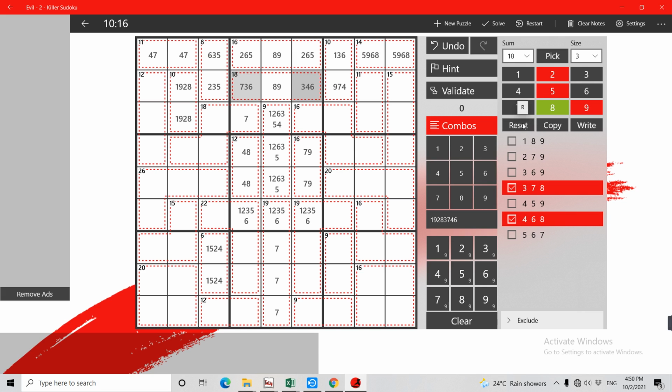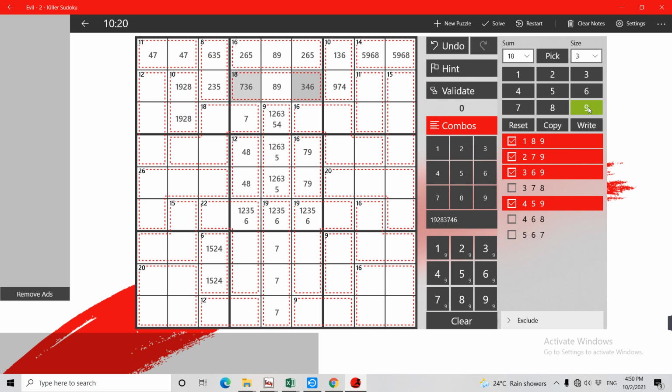Now let me do a reset for this. And this time I'm going to enter a 9 here, which means I cannot have an 8. I cannot have a 2. Sorry, no, I cannot have a 2 because 2 is permanent there. 8 plus 2 is 10. 10 plus, I cannot use 6, which means 4, 5, 9. So we already have 4. So the only addition is 5.